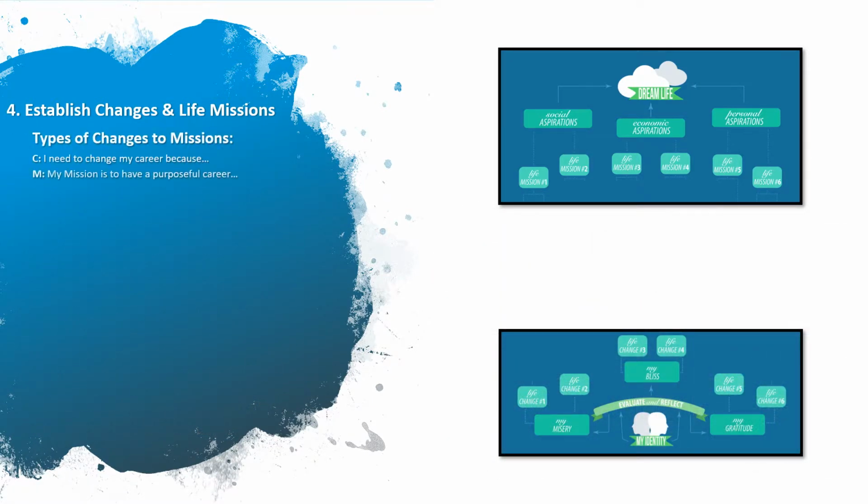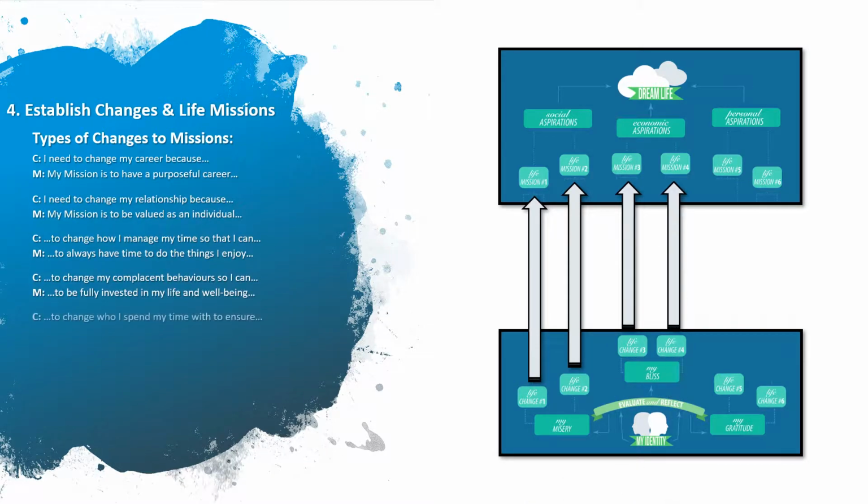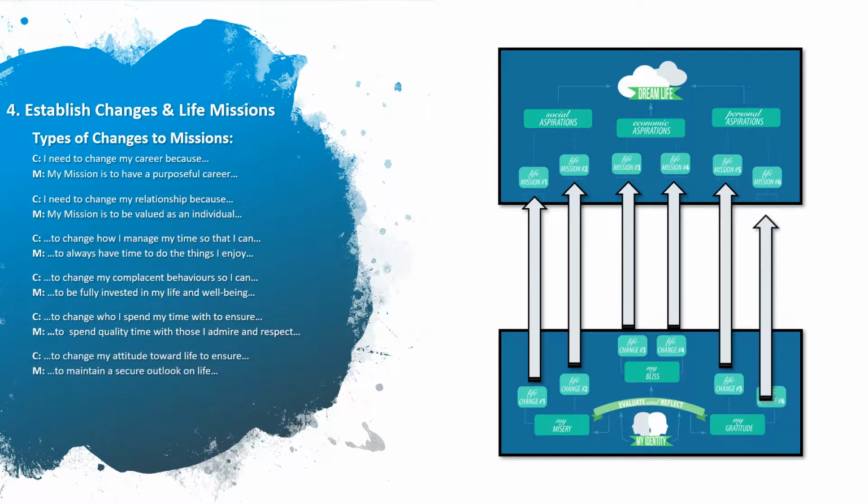So I wanted to offer you a few examples of changes and missions. So for instance, maybe you need to change your career because your career doesn't make you feel purpose. So the desired result of that change is to have a purposeful career. Maybe your relationship is causing you to feel as if you are not valued as an individual. Then perhaps your mission is to be in a relationship where you feel valued as an individual. Maybe you need to change how you manage your time so that you can have more bliss in your life. Because based on the bliss you've identified, you're not spending enough time engaging in bliss. So maybe the mission for that then is to always have time to do the things that you enjoy.